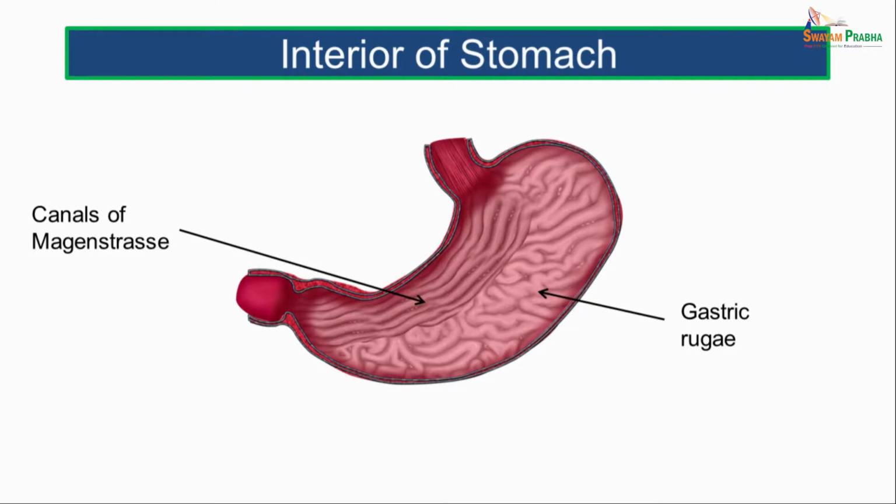These rugae are seen all along the surface of the interior of the stomach except along the lesser curvature. Near the lesser curvature, we see longitudinally oriented mucosal folds, which are called canals of Magenstrasse. They are useful in directing the flow of all the liquids and fluids which we ingest so that they directly enter into the duodenum. That is how the interior of the stomach looks.